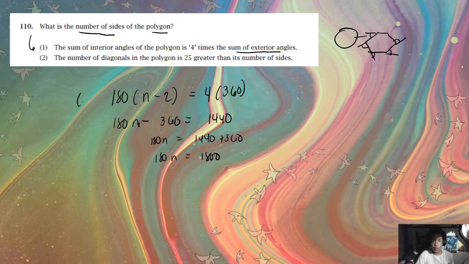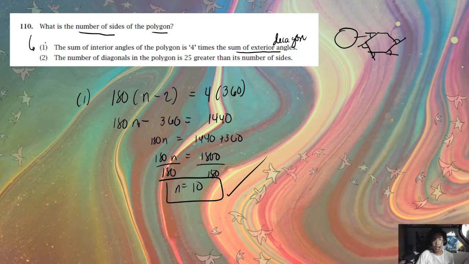And if we're going to solve for the number of sides, we have to divide both sides by 180. So therefore, this is a decagon. It has 10 sides. Most likely it's a decagon with 10 sides. So the data is sufficient.